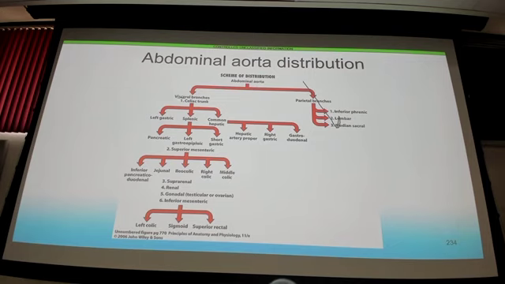The first one is the celiac trunk. So I'm going to circle on any arterial diagrams you see the ones that you should be able to find. There we go. So there's your celiac trunk, superior mesenteric. We have suprarenal, renal, gonadal, and inferior mesenteric. And that's it.